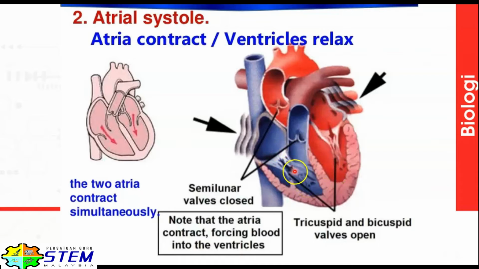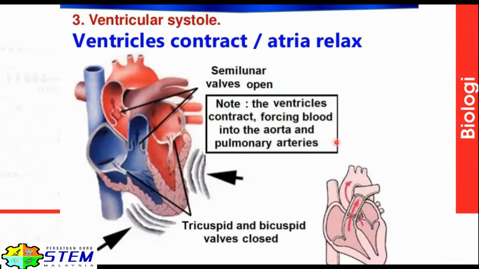Okay, so this is the tricuspid valve and this is the bicuspid valve. And note here, when the atria contract, they force the blood into the ventricles. The contraction of the atrium causes the blood to be forced to the ventricles. At the same time, the semilunar valves will close, which are the aortic valve and pulmonary valve.